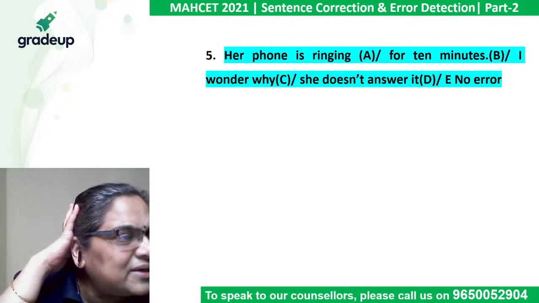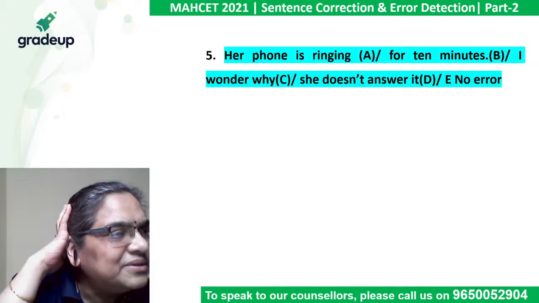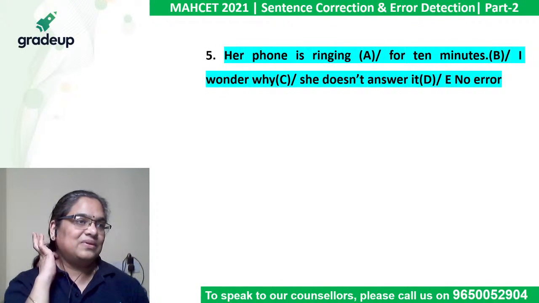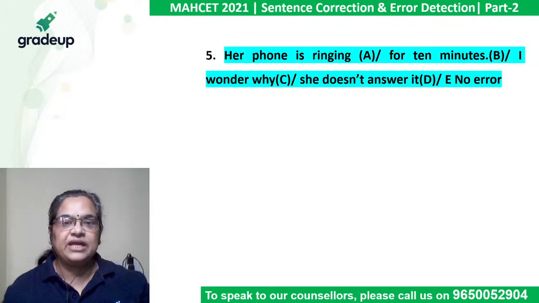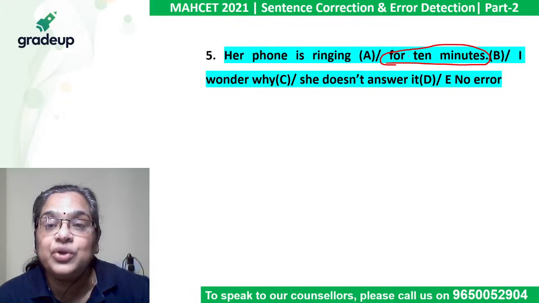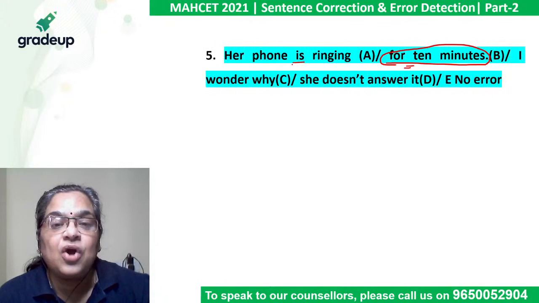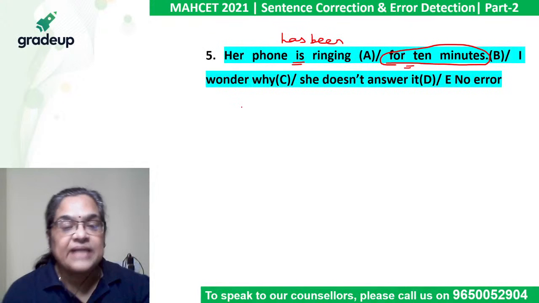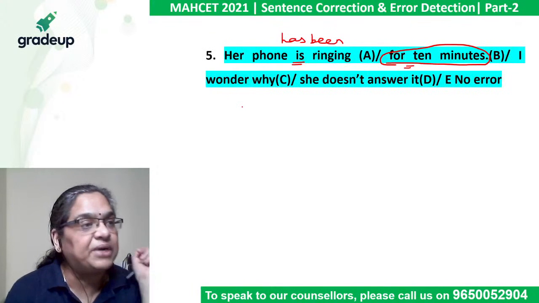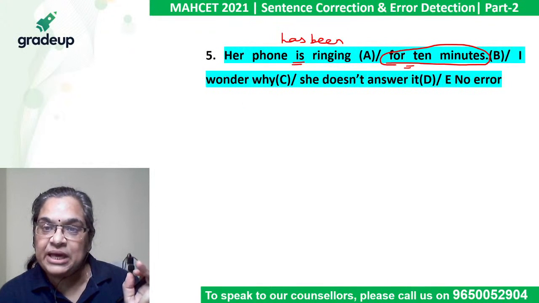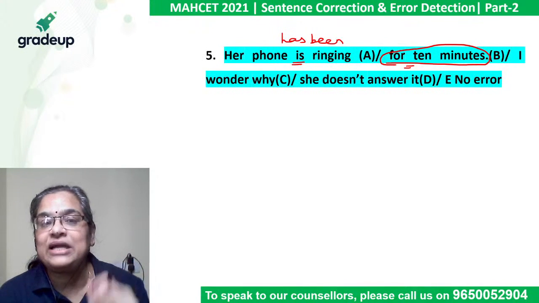How would you correct it, Akash? Her phone was ringing for 10 minutes. The moment you use for 10 minutes, you're showing a duration of action. This cannot be is or was. It has to be, it has been ringing. 10 minutes se baj raha hai. Not was ringing or is ringing. It has to be has been ringing for 10 minutes.